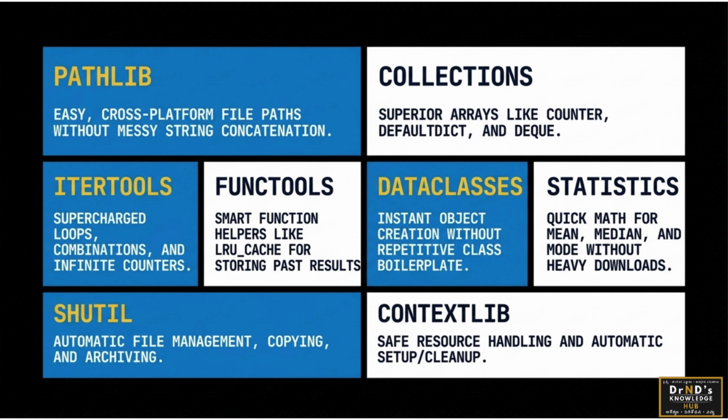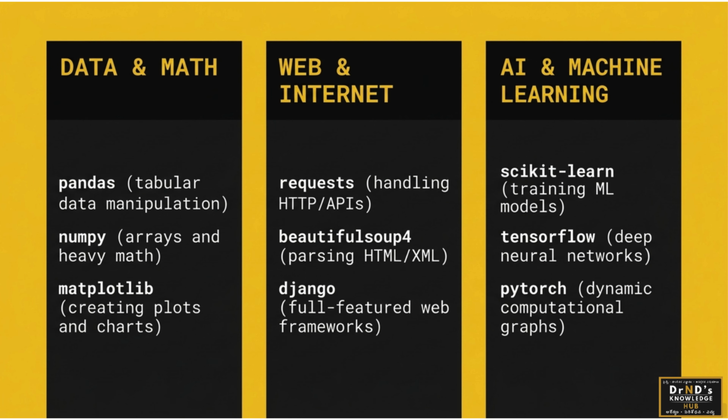Finally, shutil and contextlib. These libraries help with safe file handling, copying files, archiving research data, and managing system resources. These built-in libraries are available immediately after installing Python. Now, let's explore some of the most widely used third party libraries. These libraries are the reason Python dominates scientific research today.